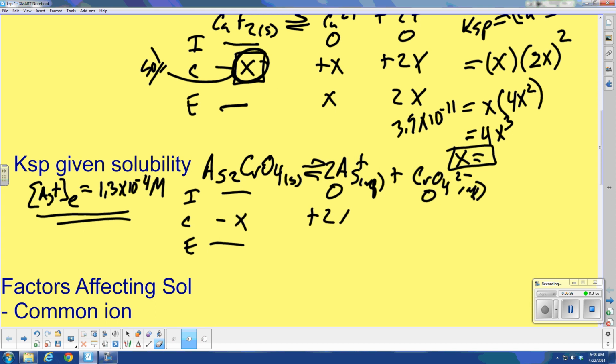This is a plus 2x, and this is plus x. Why is that? Because I have a 2 here and a 1 there. So this is a 2x, and this is an x. And when I write my expression, KSP is equal to what?